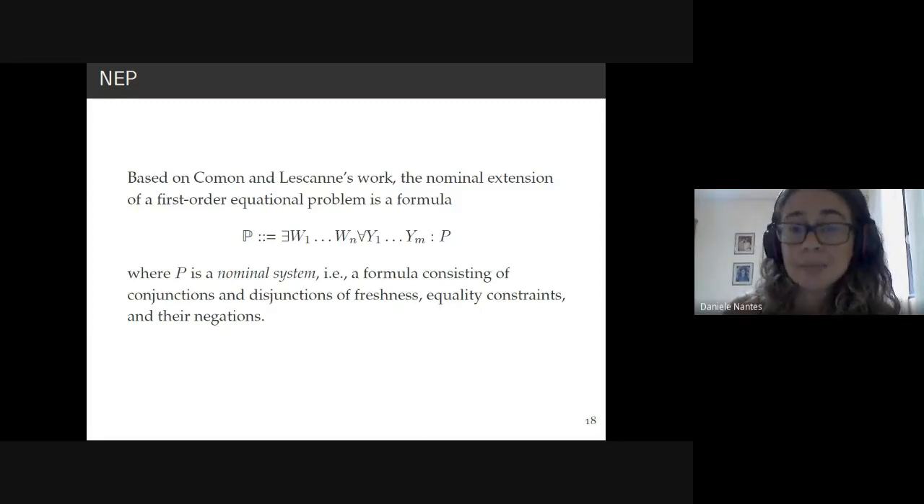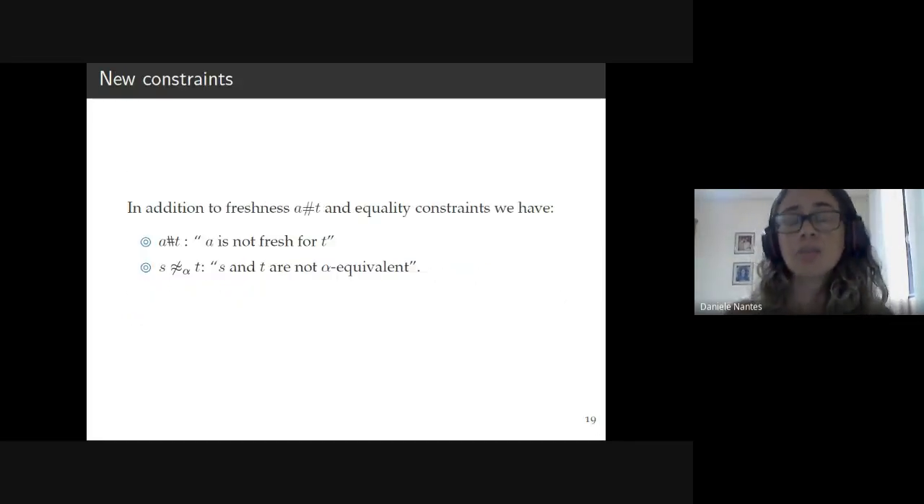The thing is, now we have different constraints. In addition to the normal freshness, I have something that's called not fresh. A is not fresh for T, which means A occurs free in T, and S is not alpha equivalent to T. And we need to deal with these things now.